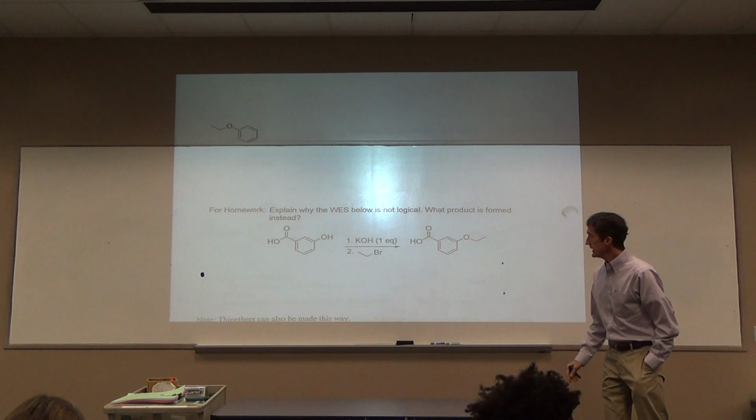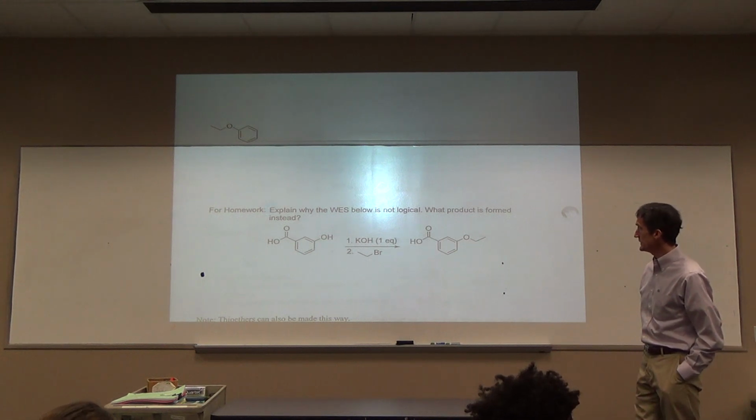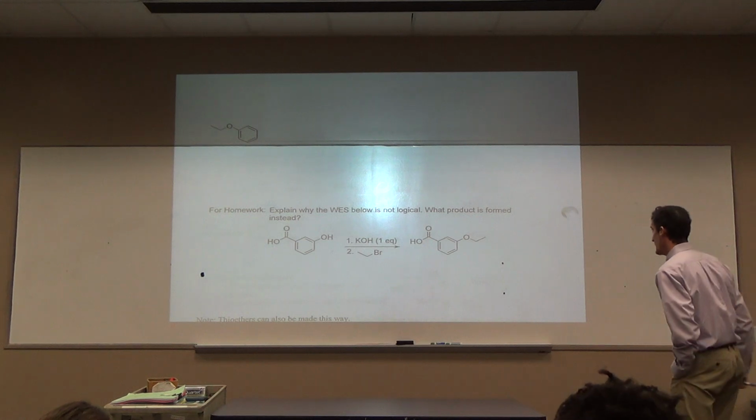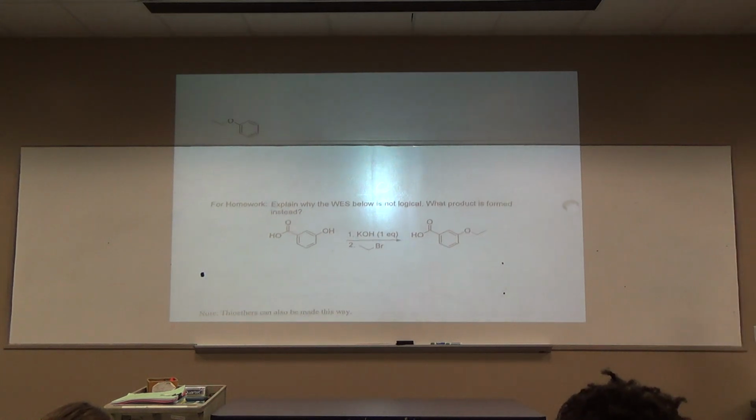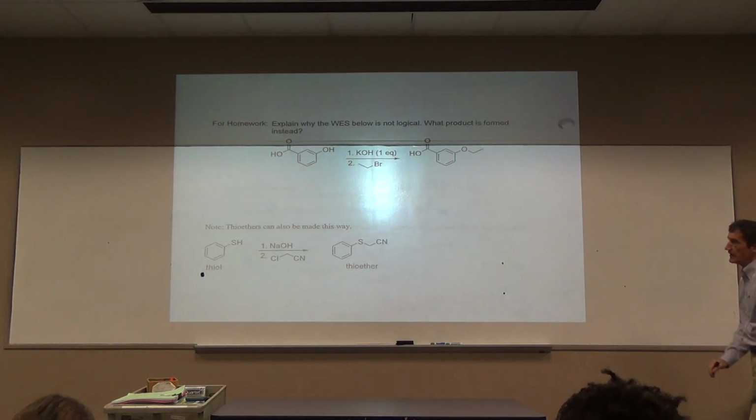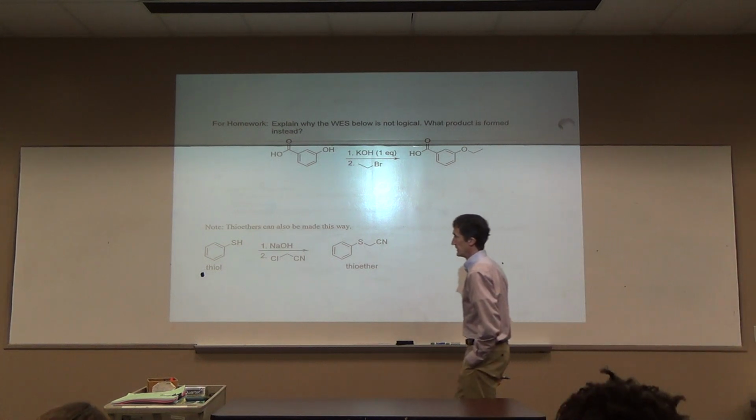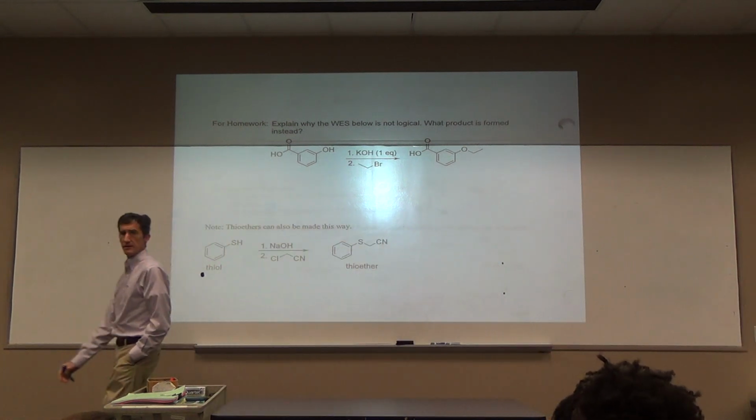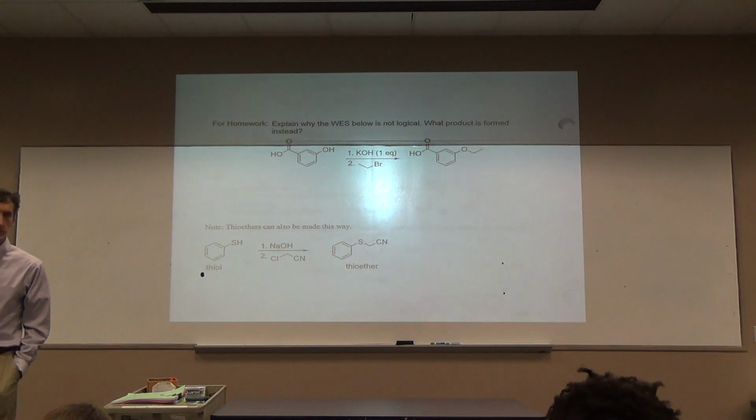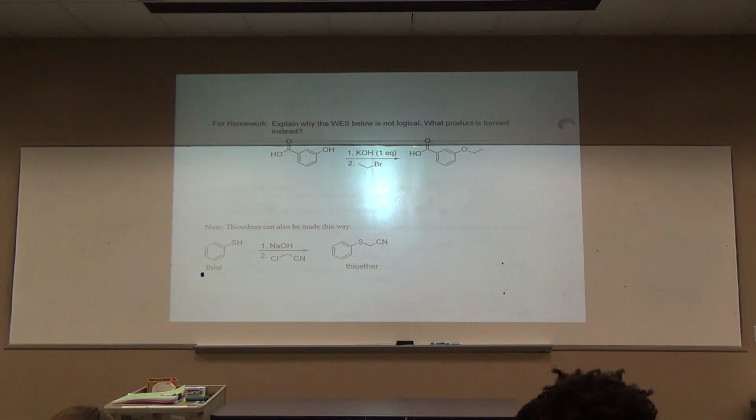Additional homework, explain why the Williamson ether synthesis below is not logical. Think about that one. Thioethers can also be made this way. Where's sulfur in the periodic table? Right below oxygen. Just below oxygen. Okay? Nobody look at the periodic table. Don't look. Okay? What's below sulfur? Oxygen, sulfur.